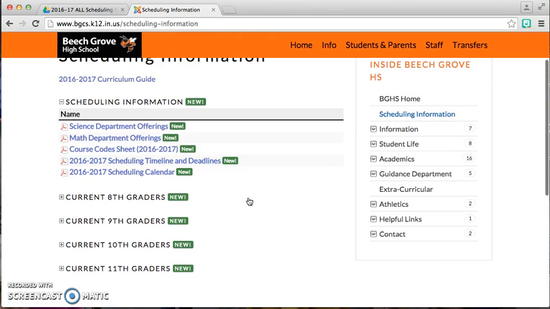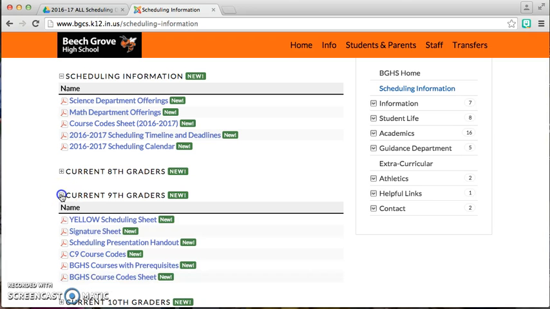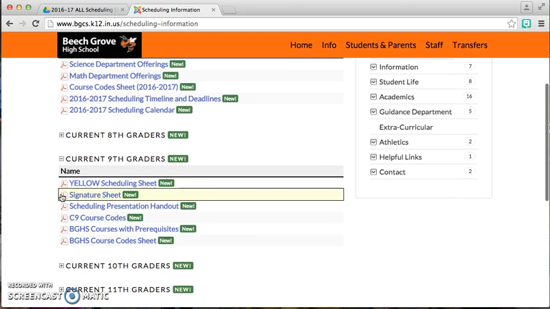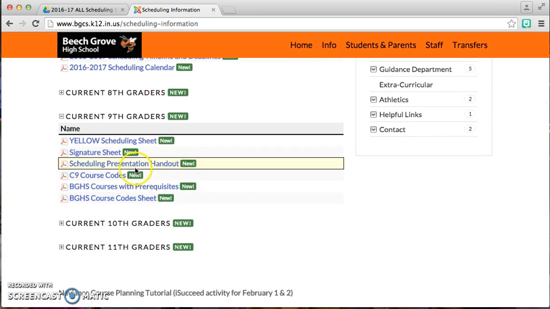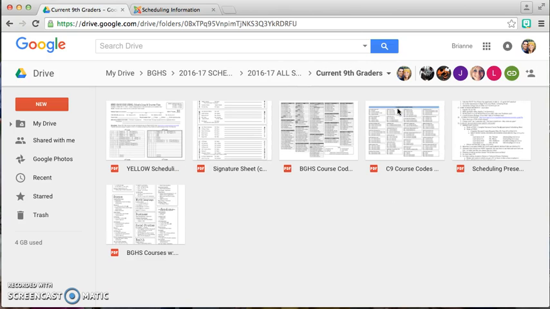Here you'll see all the information that is in the scheduling folder that was emailed to you on Monday of this week. If you are a current 9th grader, for example, you could click next to current 9th graders and find all the documents needed there. Also, in the email that you were provided, you were given access to these documents through a Google Drive folder. This is all the same information found in two different locations. So again, if I were a current 9th grader, I would navigate to the current 9th grade folder and I would find the information here as well.